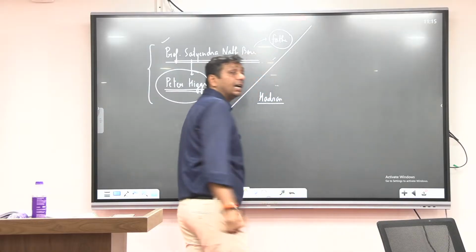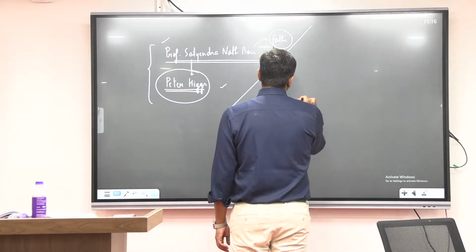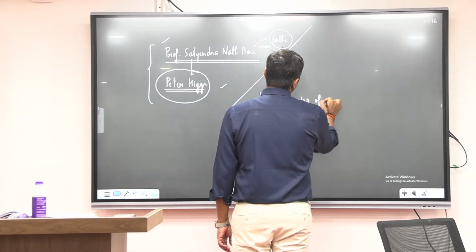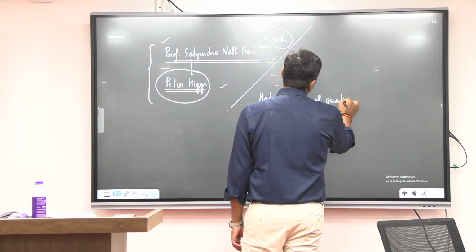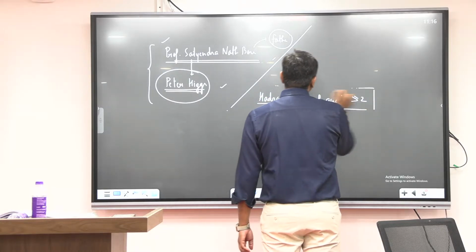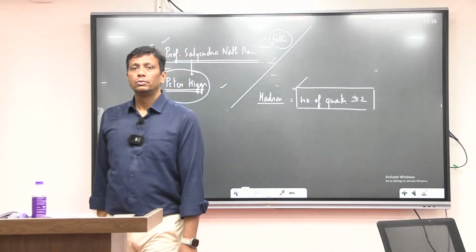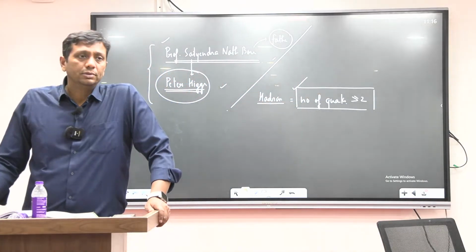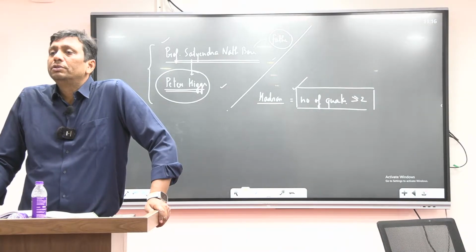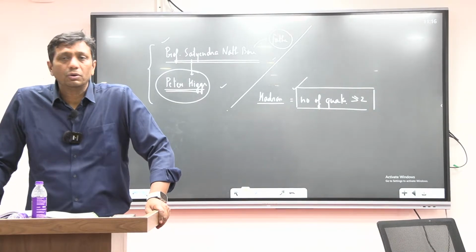Hadron, see, Large Hadron Collider. What is a hadron? In physics, a hadron means a particle whose number of quarks is 2 or more than 2. If the number of quarks is 2 or more, then it is called a hadron. A hadron consists of 2 or more quarks.